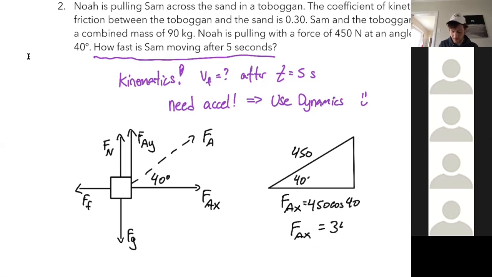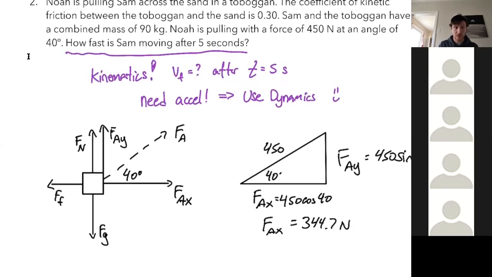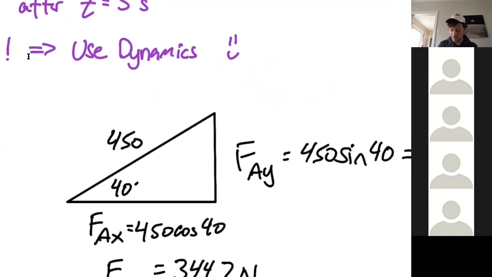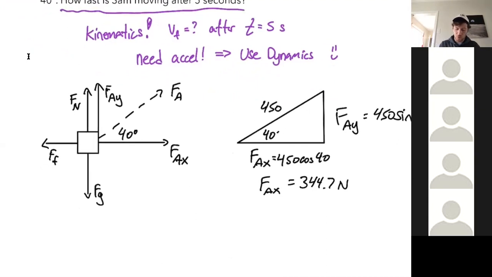344.7 newtons. And my FAY, pretty much exactly the same: 450 times the sine of 40 degrees, which is 289 newtons, okay? Whenever you see a force at an angle, you should just jump to that. You're going to need to do that anytime you have a force at an angle. So there we go. You can highlight them if you want, just so that you don't lose that information.